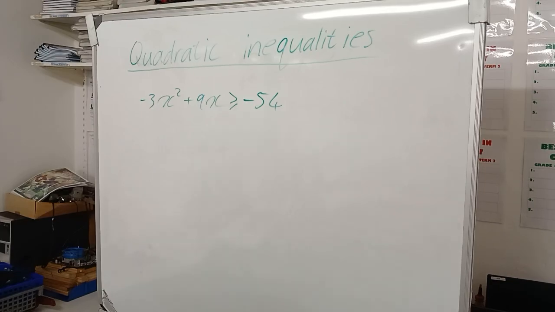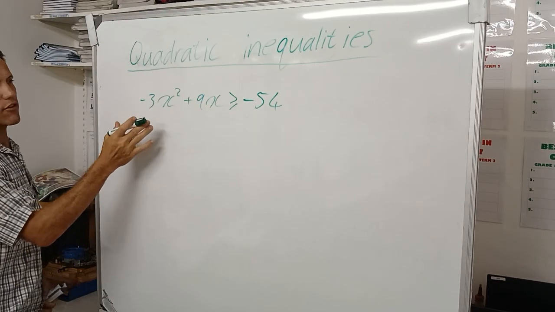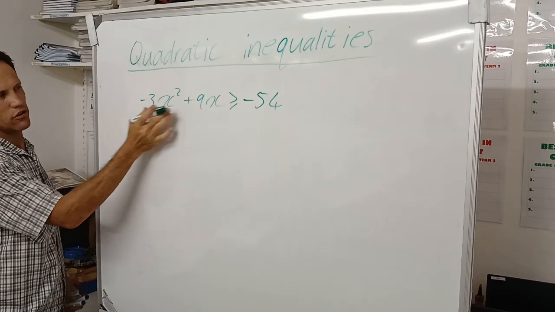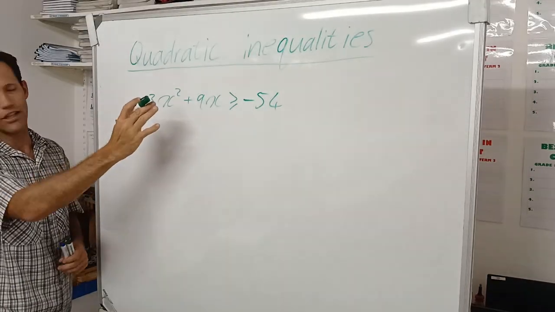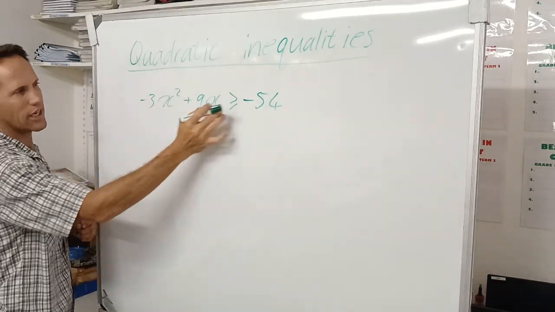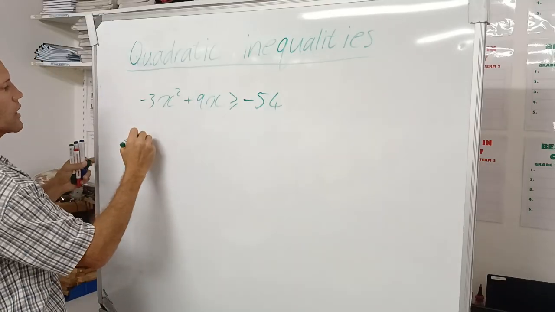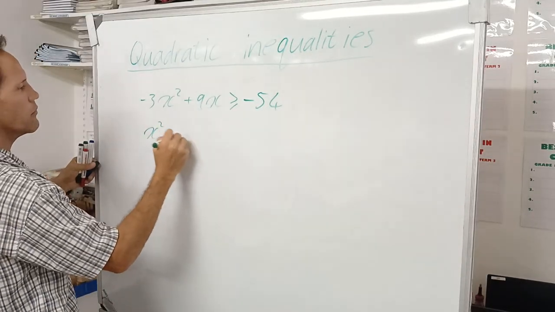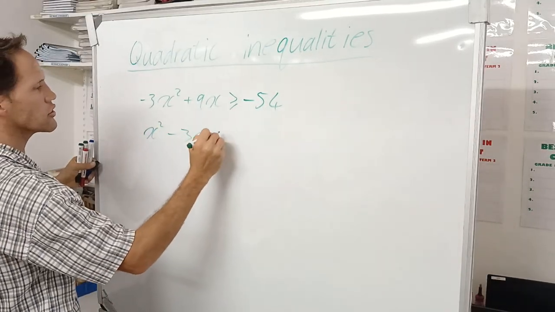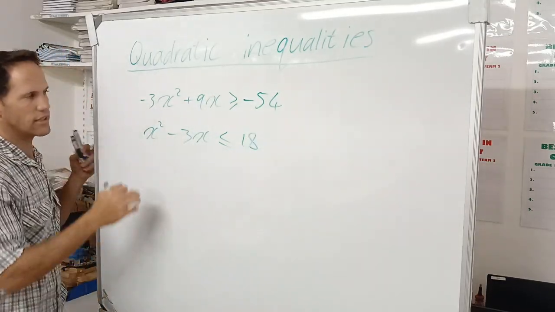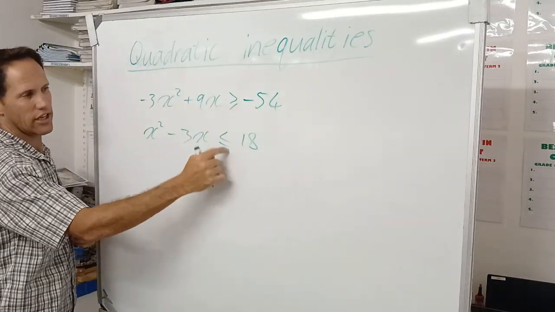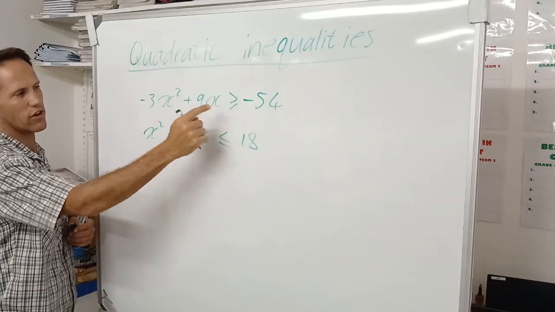Okay, so when we divide now, to get x squared alone, not negative 3x squared, x squared alone, which is your first aim, try to get x squared alone. Divide by negative 3 everywhere. So we have x squared minus 3x smaller or equal to 18. Okay, just divide by negative 3 and change the sign because it's a negative that you're dividing by.